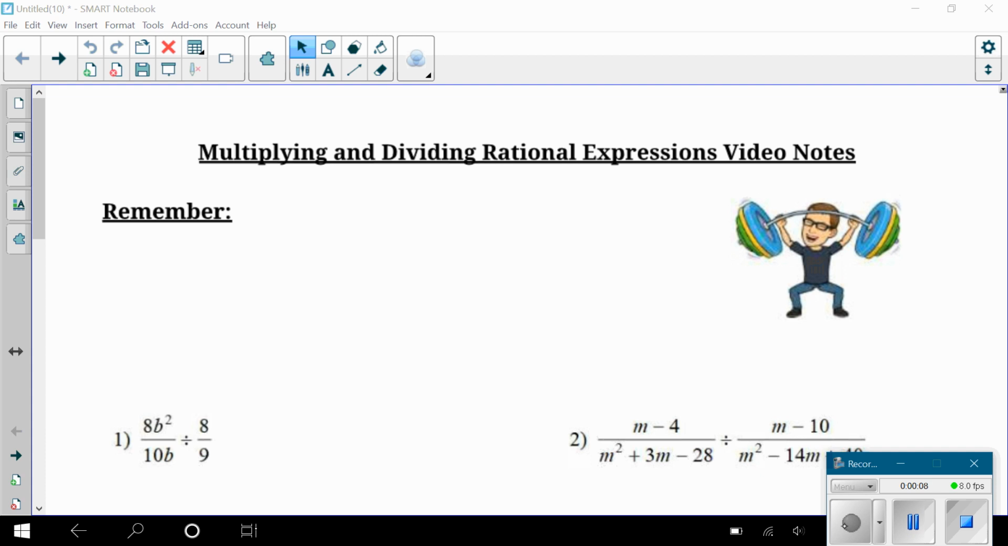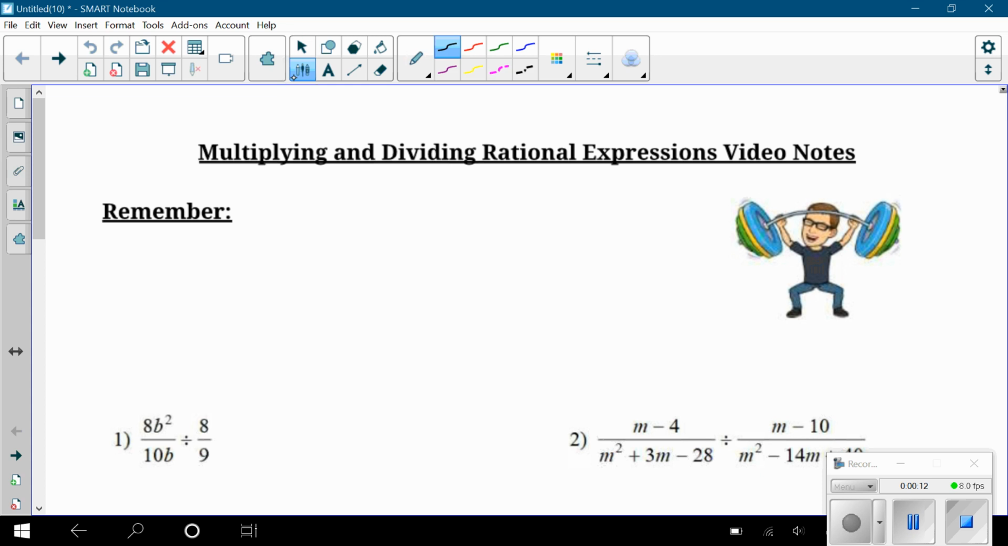Cool. Let's get right into it. All right, so we're going back to what we were doing on Wednesday, which was multiplying and dividing rational expressions. When you're doing this, there's a couple big things to remember. I think the biggest thing is factor. Okay, so factor. In other words, factor first.